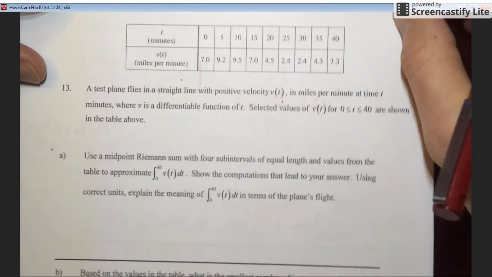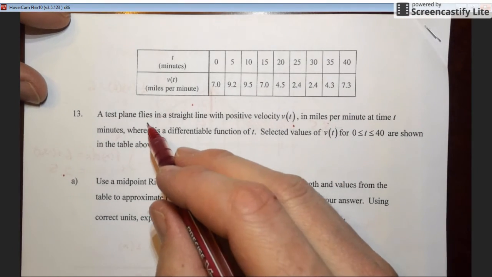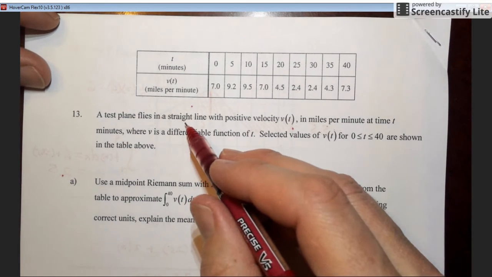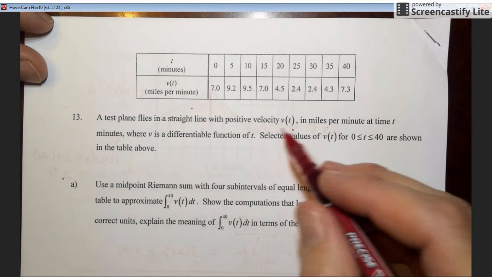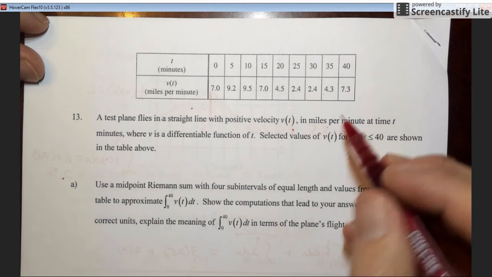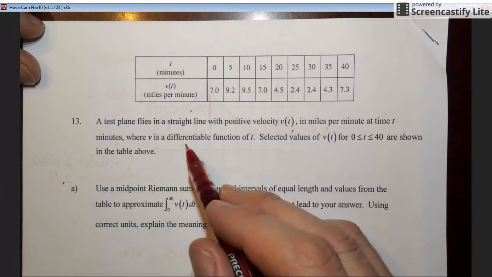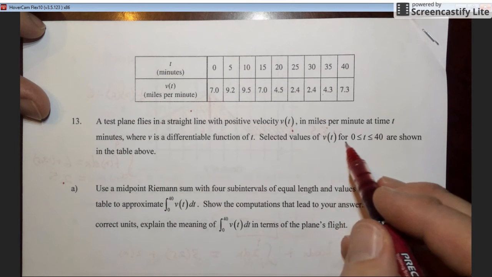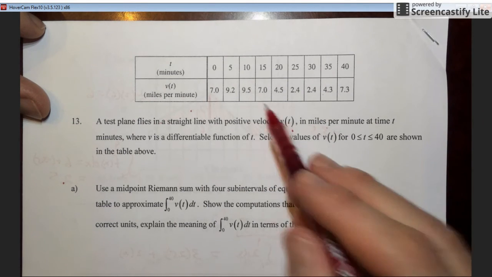All right, flipping over to the free response question. We've got a test plane flying in a straight line. Positive velocity. I love how they say straight line. All lines are straight. Positive velocity, miles per minute at time t minutes. V is differentiable. That's going to be important later on. And then they tell us that they've given us certain values of V in this table above.